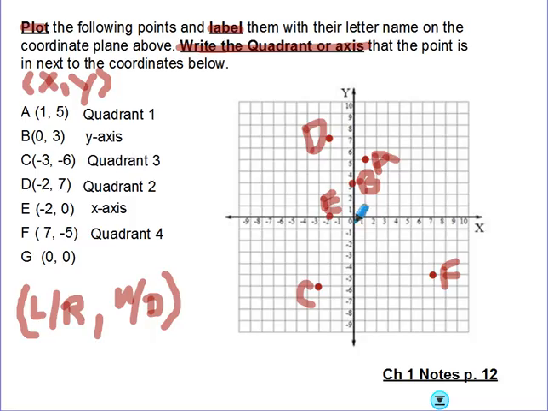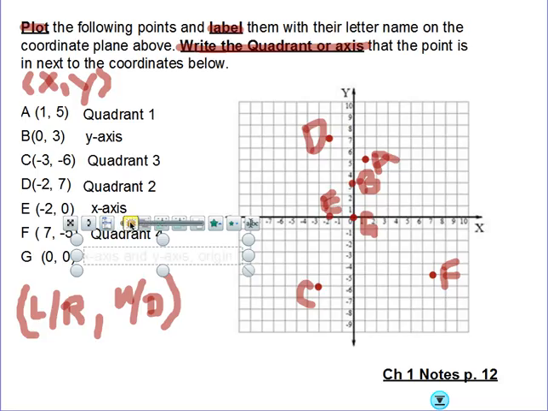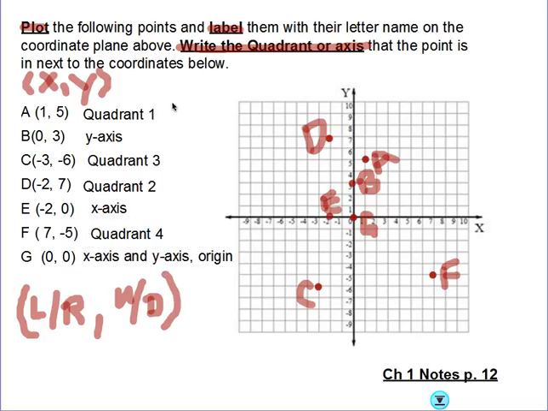The last one is 0, 0. I should say that the opposite direction because left and right comes first. So you go left and right 0, go up and down 0. So there you go. That is point G. And it's not in any quadrants either. It's on both axes. It's on the x-axis and on the y-axis because see, it's where they intersect. It's also the origin, which we talked about just a second ago on the other page. So it's not only on the x-axis and the y-axis, it's actually called the origin.